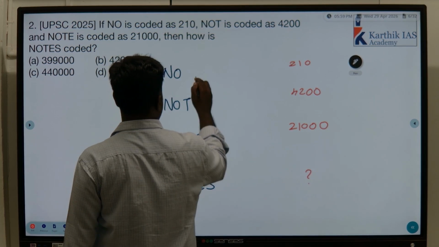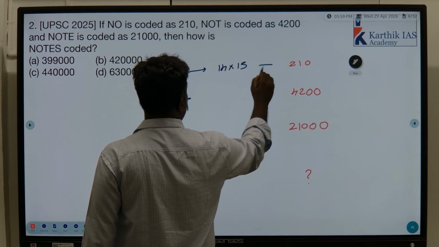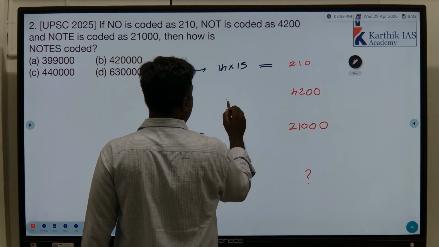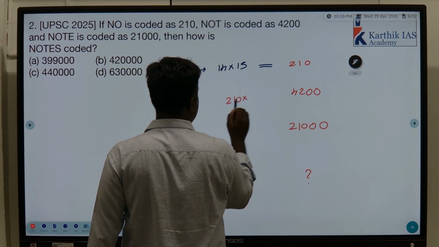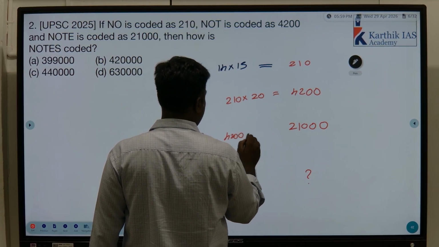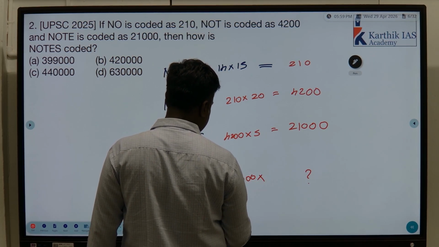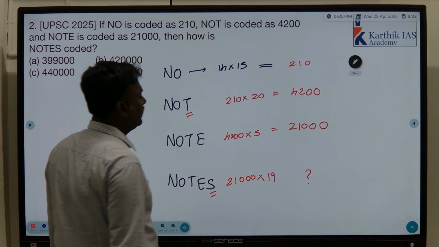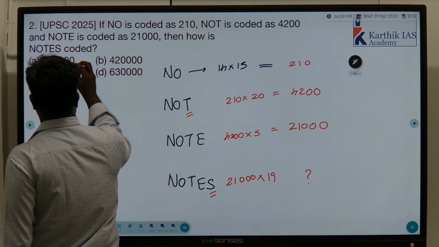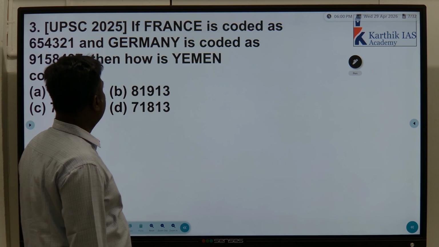See, NO: MNO, right? So N is 14 and O is 15. We know that the multiplication of 14 and 15 is 210. So NO is already there. 210 into T, which is 20, gives 4200. Then 4200 into E, 5, gives 21000. Then 21000 into S: S is 19, so 190, 380, 399. So 399,000. That's how we need to solve this question.